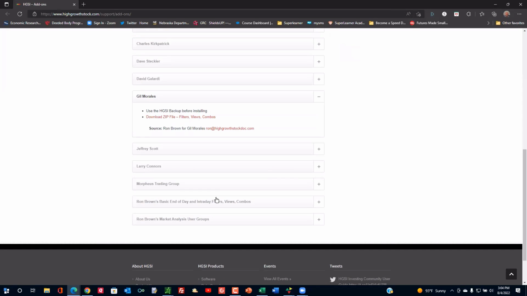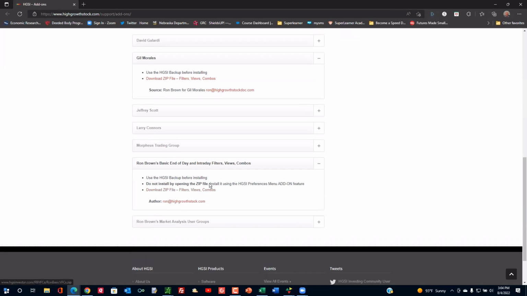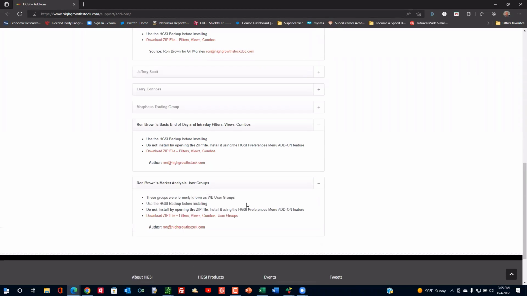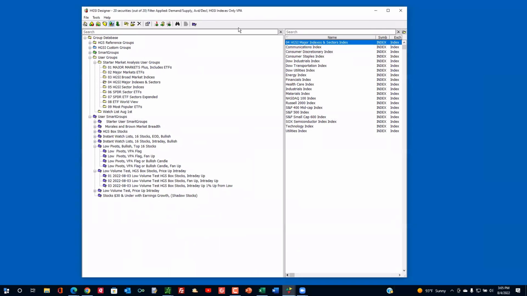Also, I want you to go ahead and download mine. These are the files of mine that I'm going to be showing today. I think if you just use Gil's files and my limited files, it'll give you an opportunity for better analysis of the market, especially the market side of it. Also, my market analysis user groups, if you want all of them, these are all updated too. That's the long list of user groups. A lot of you don't need them, but they're there if you want them. Okay, let's move on here.